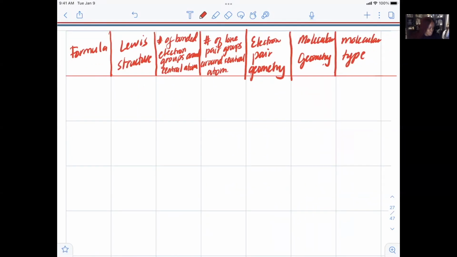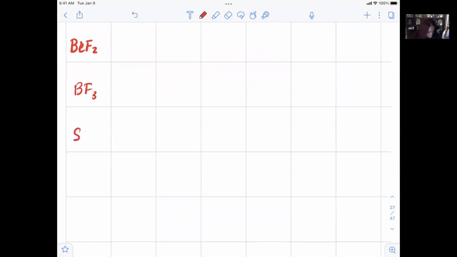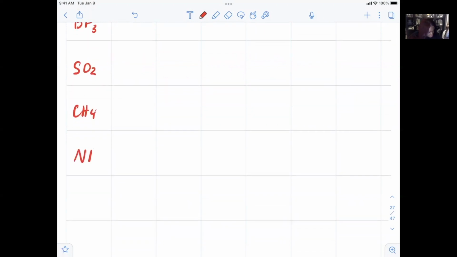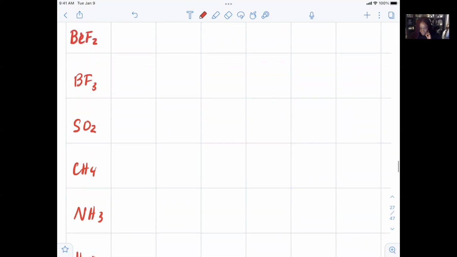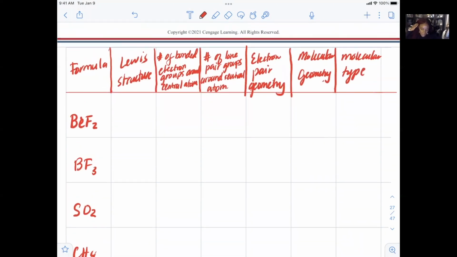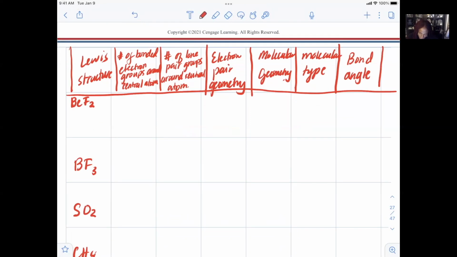Okay, so the first one, the formula that we have in the table provided was BeF2. Then we have BF3, SO2, CH4, NH3, H2O. Okay.